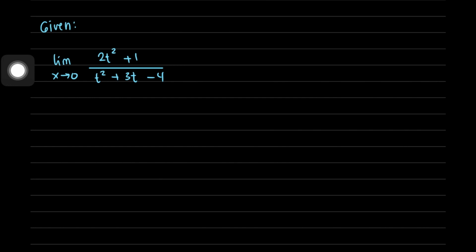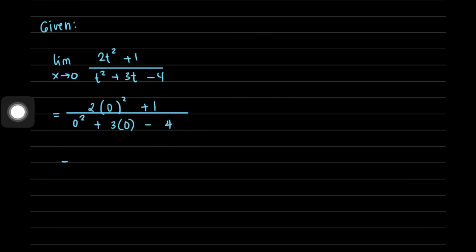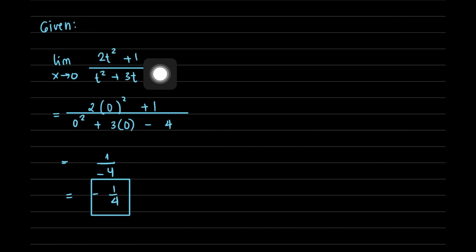This would now be equal to 2 multiplied by 0 quantity squared plus 1 all over 0 squared plus 3 multiplied by 0 minus 4. If we simplify this, that is equal to 1 all over negative 4, or basically negative 1 over 4. This is now the limit of this function as x approaches 0.